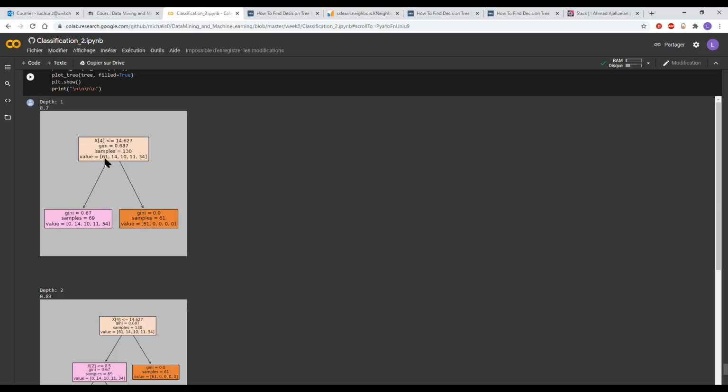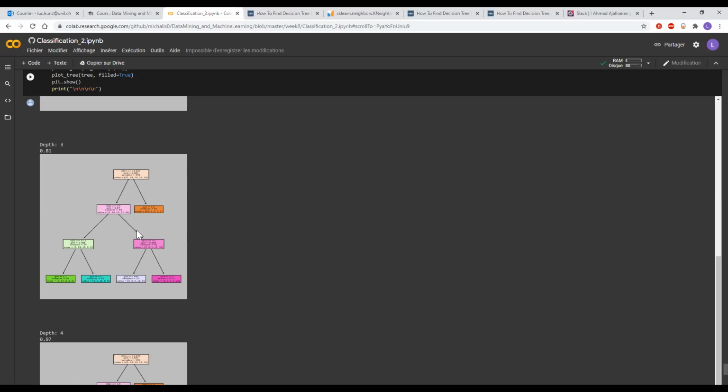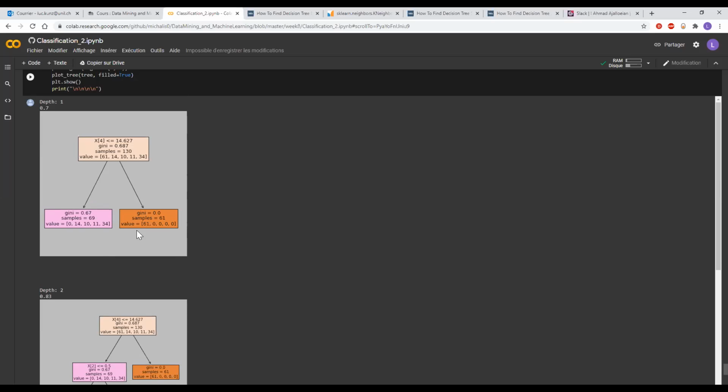So at the beginning, you have 61 instances in this class, 14, 10, 11, and 34 instances. If you do this split and you go here, you have 61, 0, 0, 0, 0, and then the rest. It means that this is then 0, 14, and then the next split, you obtain 0 and 0. The 14 are all in this, the 10 are all in this, the 11 are all in this, the 34 are all in this class, and so on and so forth. So it gives you how many instances are in the class after the split. So I guess you understood.